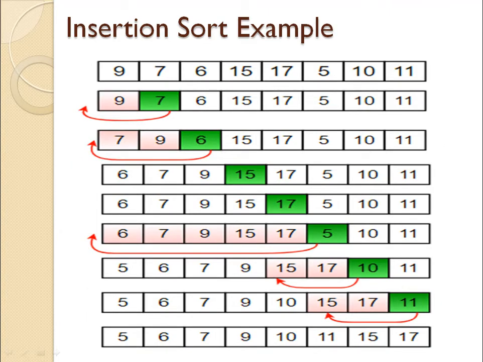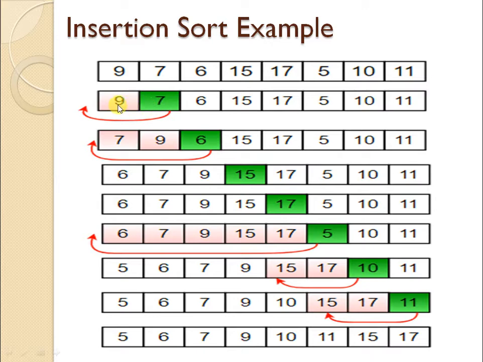Now let us see an example. We have a list 9, 7, 6, 15, 17, 5, 10, 11. The first element 9 will be considered as sorted because in insertion sort we take element by element. So first we take 9, it is sorted. Then we take 7 and compare it with the elements on its left hand side, which is 9. So 7 will be swapped with 9. The position will be changed.